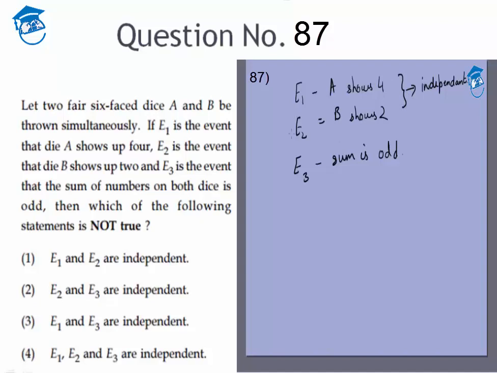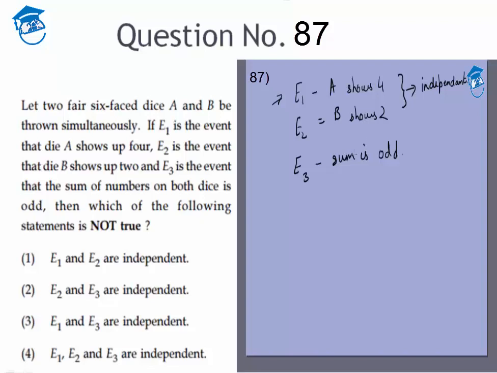And obviously E1 and E3 are independent because E1 depends only on A, but E3 depends on A and B. And since B is independent of A, E1 and E3 are independent. Similarly, E2 and E3 are independent. The question is then, is the fourth option true? Are E1, E2 and E3 all independent?